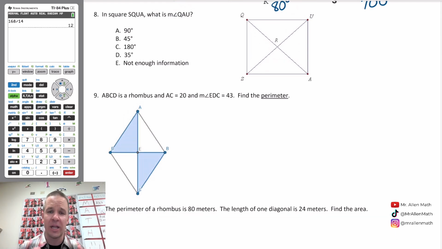All right, now we got a square. All right, square's got like all the properties, right? It's got 4 right angles. The diagonals are congruent. The diagonals are also perpendicular. The diagonals bisect each other.